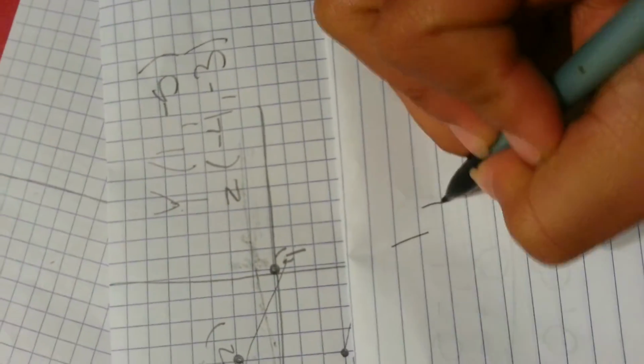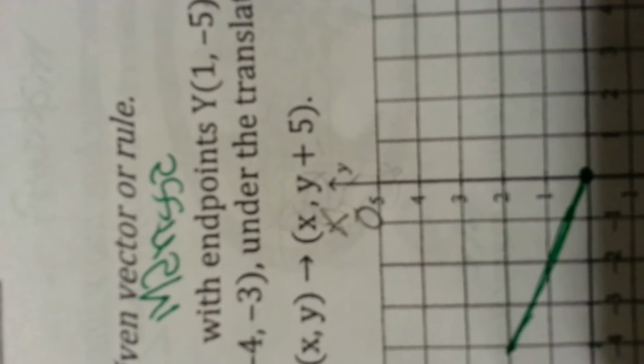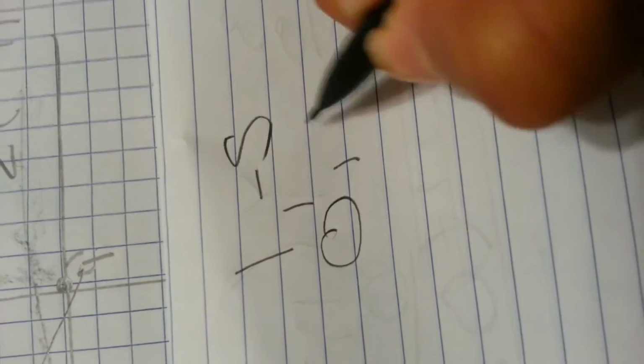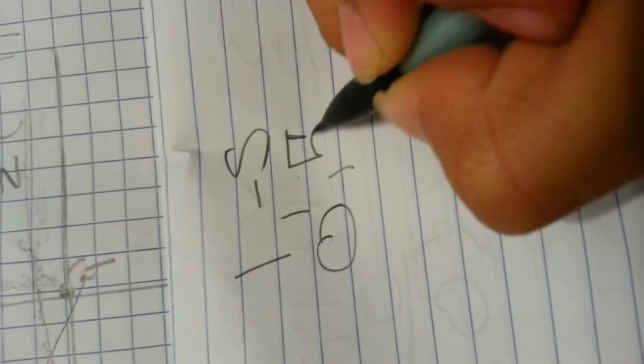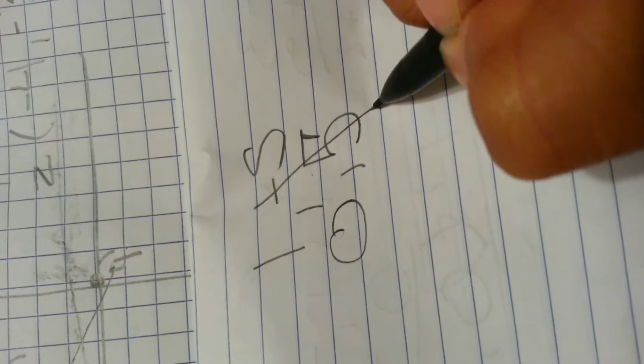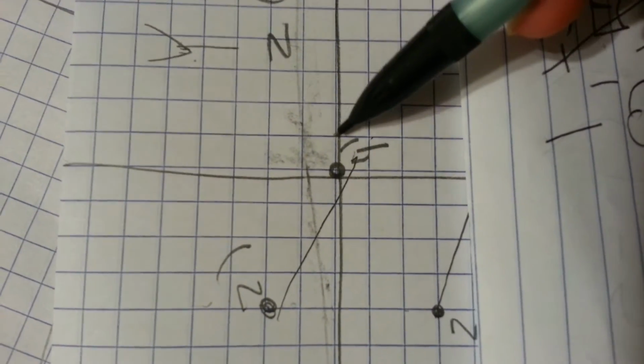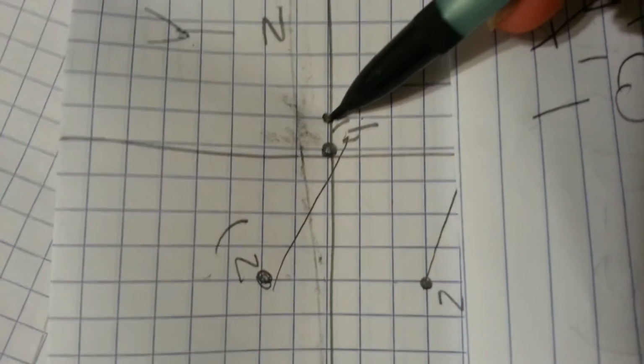And I labeled it. So for that, I did 1, -5, and you would subtract that by, or add it by 0 and +5. So for x, it's 0, and for y, it's 5. So this would cancel out to become 0, and this would be 1. So that would be 1, 0. So I would plot that. So I would do 1, 0.